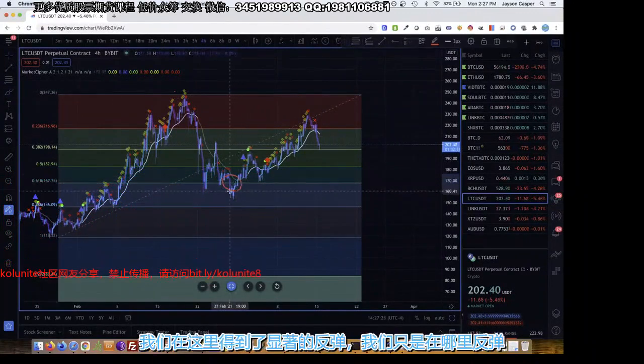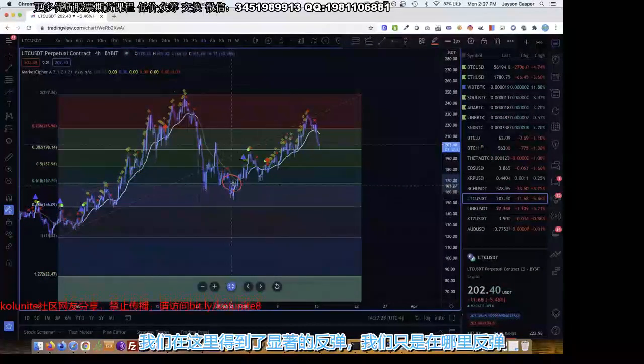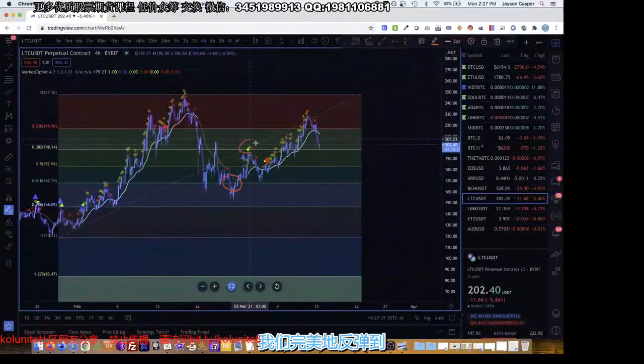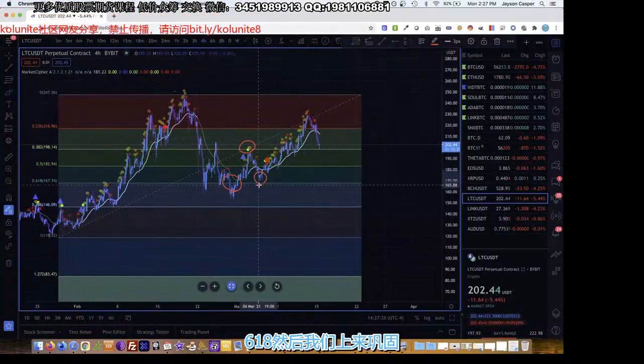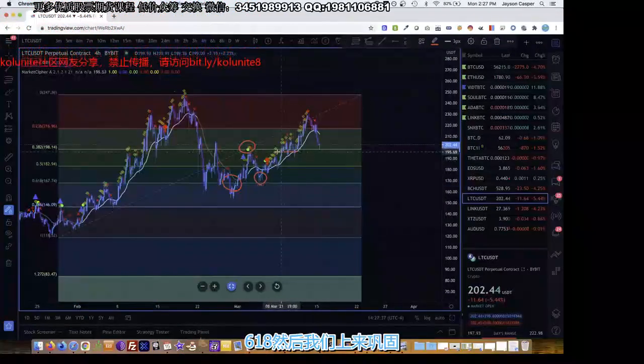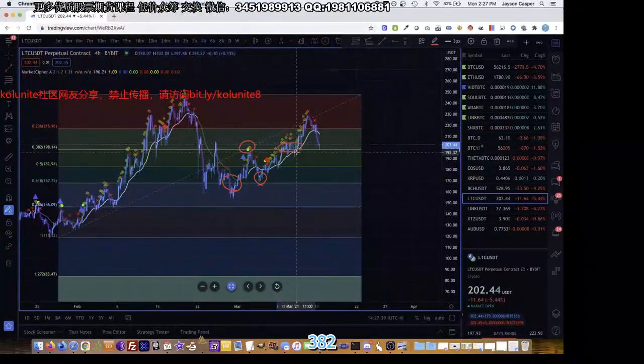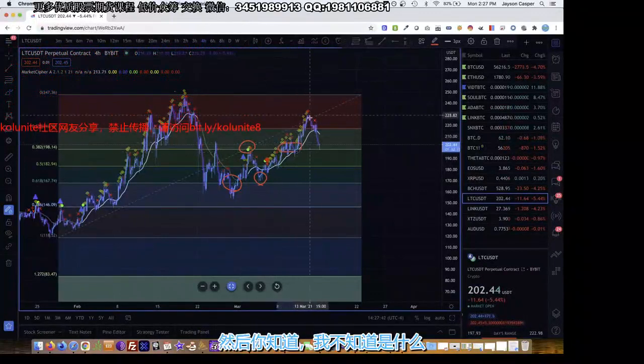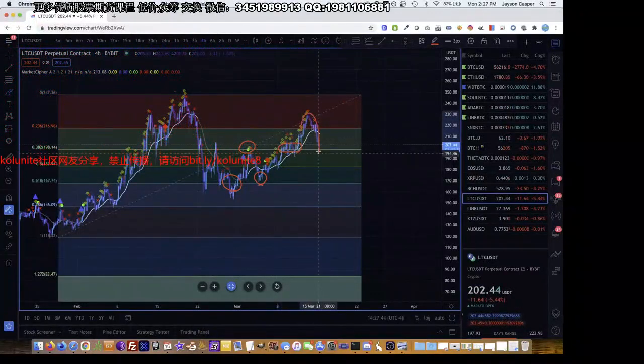We get this significant bounce right here, right? And where do we bounce up to? We bounce up perfectly to the 0.382. Then we come back down perfectly to the 0.618. Then we come up and we consolidate on the 0.382, right? And then, I don't know what this is.